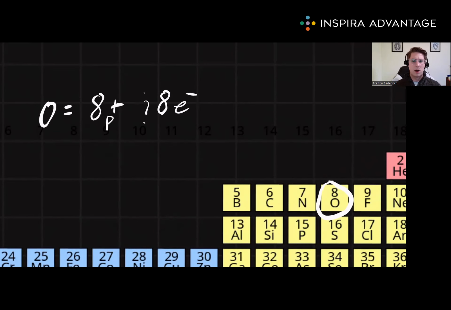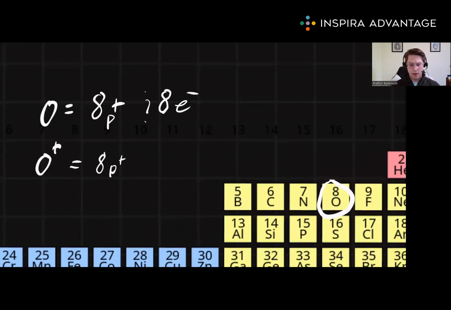Now, let's compare this to positively charged oxygen. Positively charged oxygen is still going to have 8 protons, which I'll symbolize with a P+ here. But since it has a positive charge, this means there's an excess of positively charged protons. In other words, we have 1 fewer electron. We have 7 electrons. Okay. This will mean that there is a greater effective nuclear charge per electron, resulting in a smaller electron cloud and therefore a smaller atom compared to uncharged oxygen.